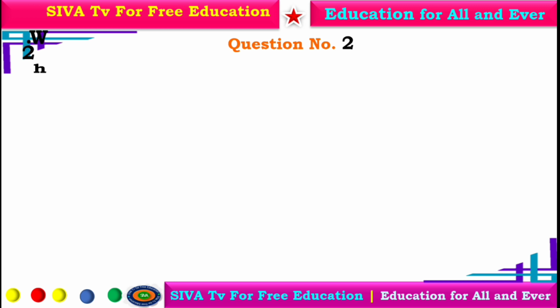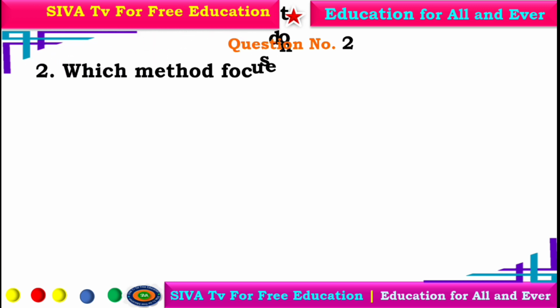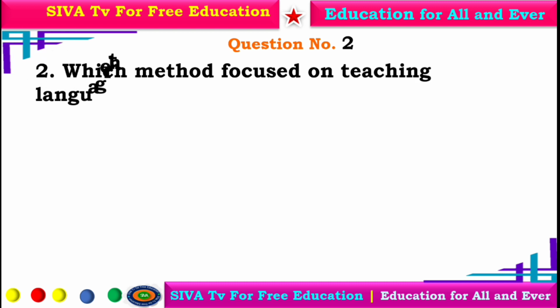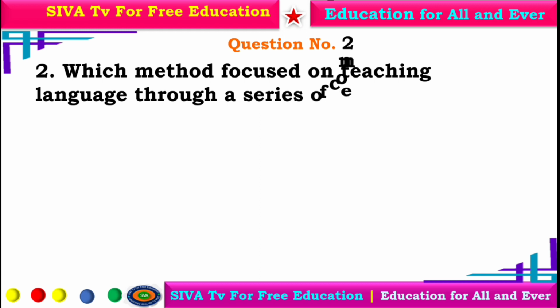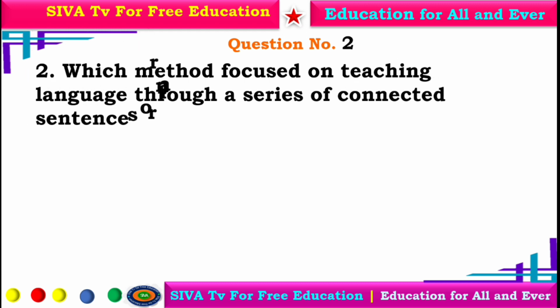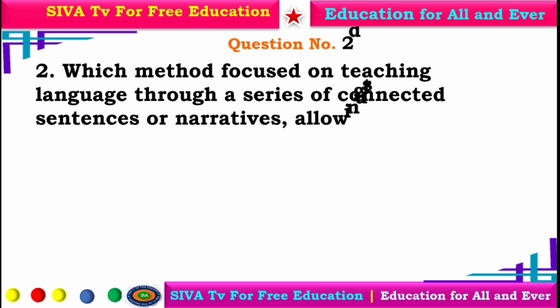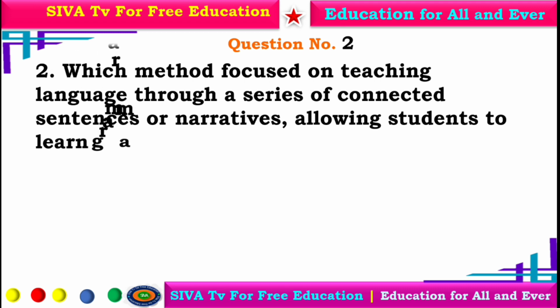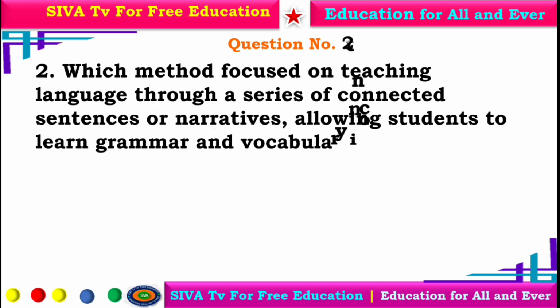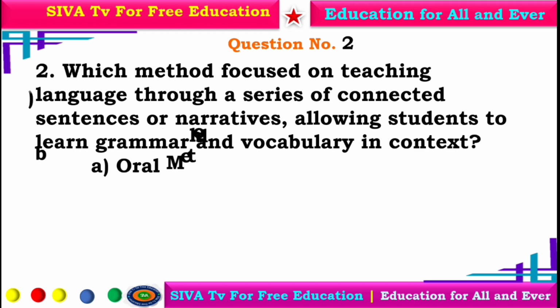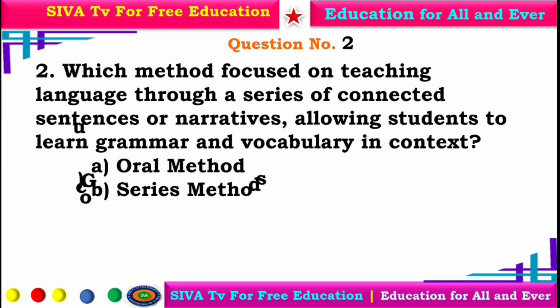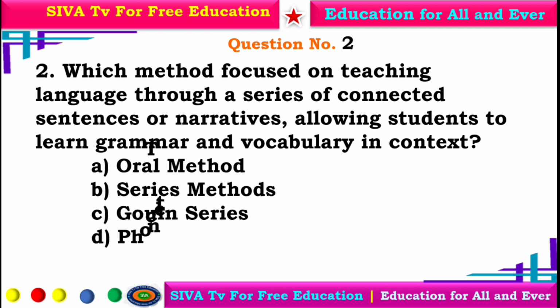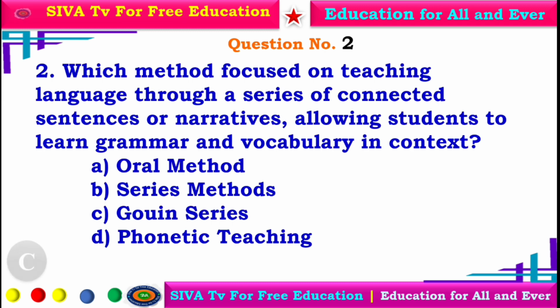Question number 2. Which method focused on teaching language through a series of connected sentences or narratives, allowing students to learn grammar and vocabulary in context? Option A, oral method. Option B, series methods. Option C, Gouin series. Option D, phonetic teaching. The correct answer is option C, Gouin series.